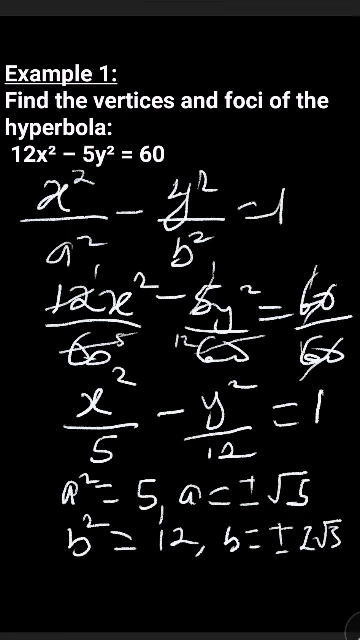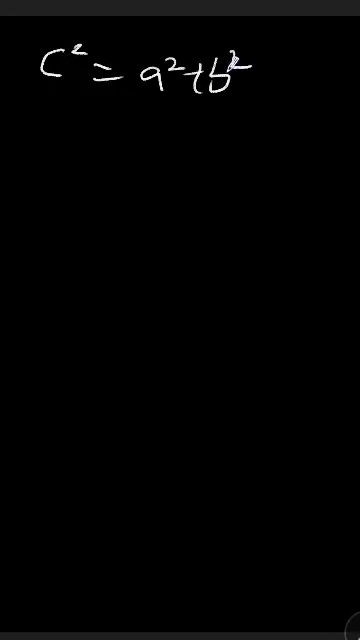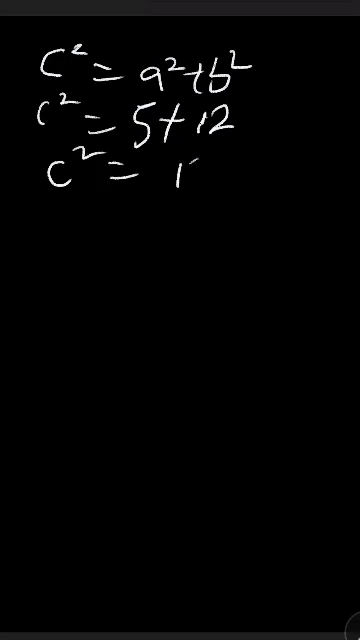Now, how do you get the value of c? Take note that c squared equals a squared plus b squared. And what is our a squared? Don't forget our a squared is 5, and our b squared is 12. So c squared equals 5 plus 12, that is 17. So the value of c equals plus or minus the root of 17.